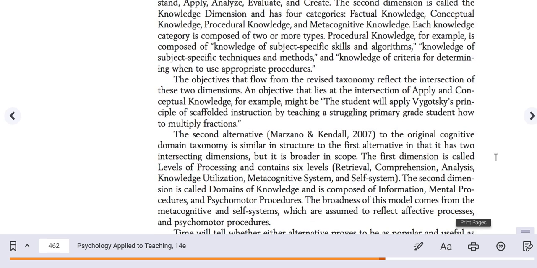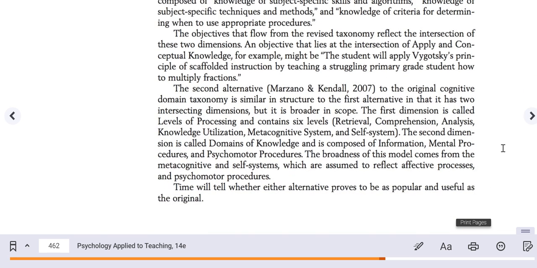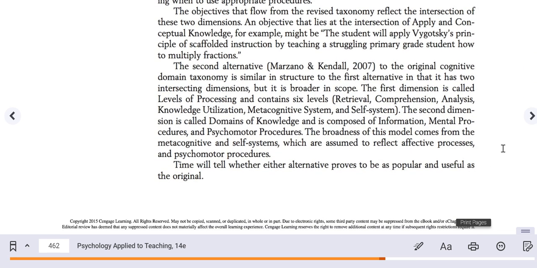The second alternative to the original cognitive domain taxonomy is similar in structure to the first alternative in that it has two intersecting dimensions, but it is broader in scope. The first dimension is called levels of processing and contains 6 levels: retrieval, comprehension, analysis, knowledge utilization, metacognitive system, and self-system. The second dimension is called domains of knowledge and is composed of information, mental procedures, psychomotor procedures.